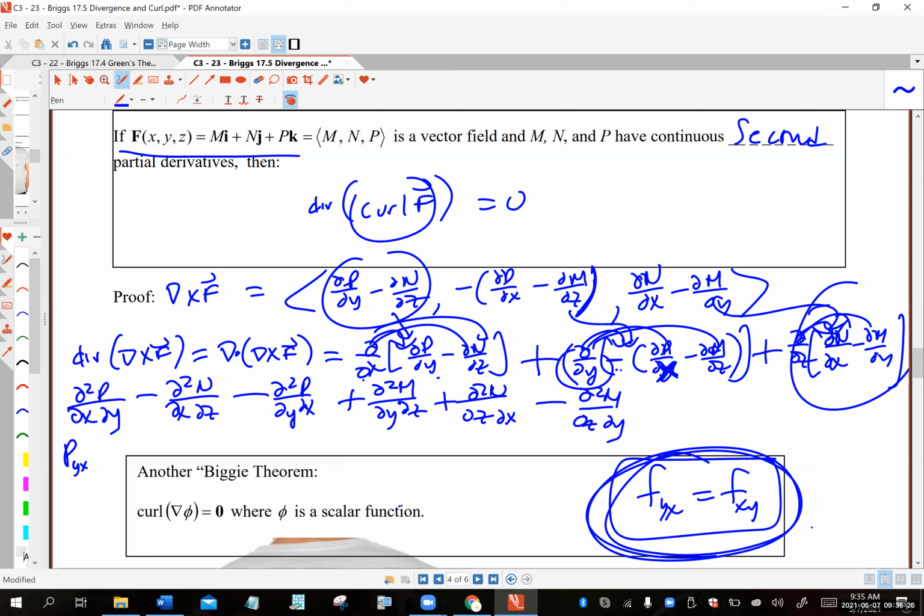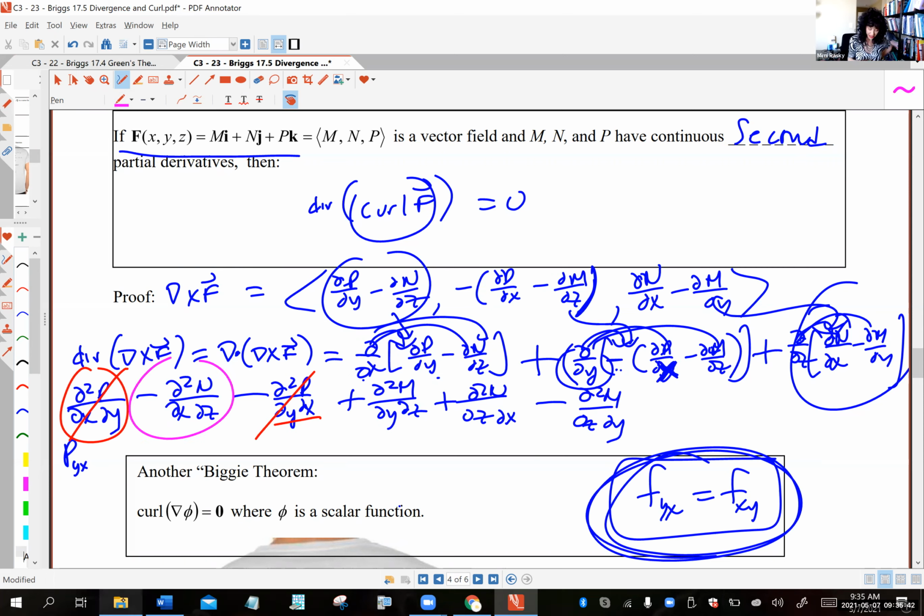Yes, because that's going to come into play. And we're going to cancel everything out. This one, p yx, and then we have minus p xy. Cancel, nice. Anything else? Well, this is a minus d squared n dx dz, and we have plus d squared n dz dx. Cancel, adds to 0. And one more, we're not done.